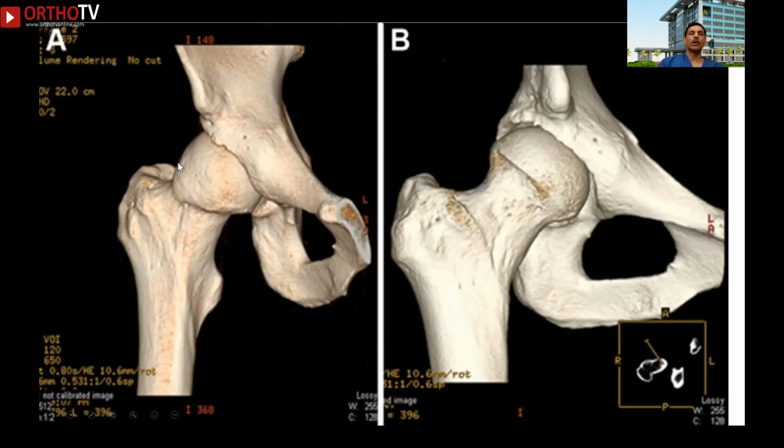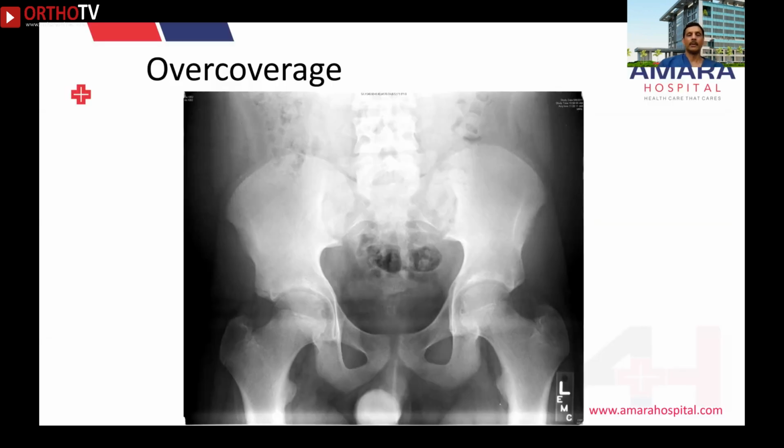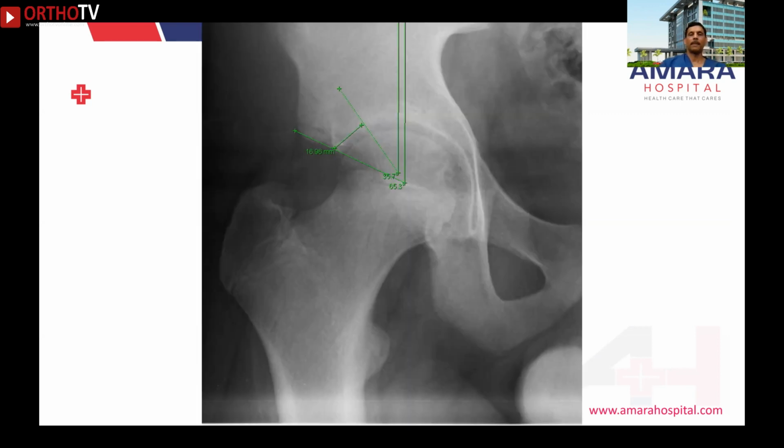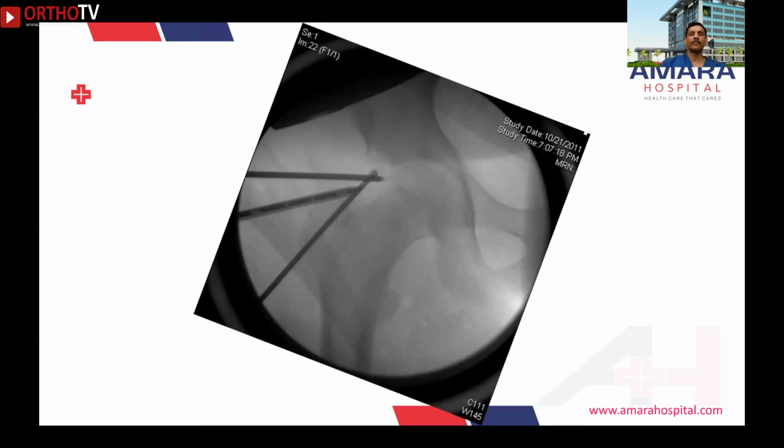So I strongly urge, do not leave cam morphology. There's a big cam in the front. This is how the cam should be at the end of the operation. Any surgery you do for FAI should restore normal sphericity of the head, along with other procedures if necessary. Back to our case example, over coverage, right? Increased lateral coverage, removed so much bone to restore normal anterior coverage and correct impingement in this 15-year-old boy.